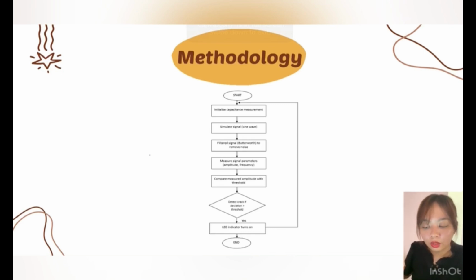If the measured signal deviation exceeds the threshold, which is 5, then it will display the filtered signal graph, and the indicator of the leak detected will light up, which is located at the front panel of the GUI. And if it doesn't detect any leak, then it will loop back from the start. So that is all for the methodology part.